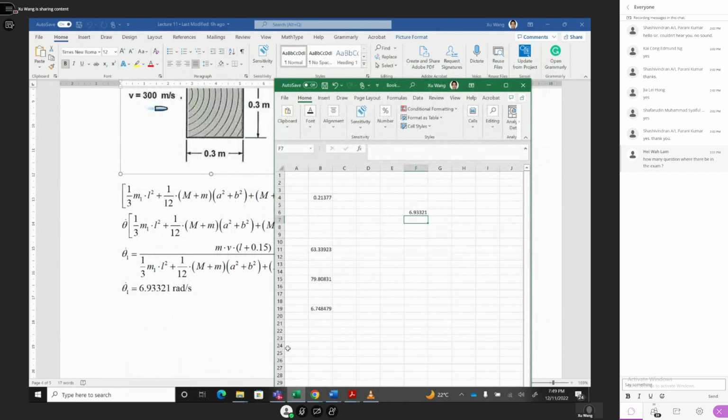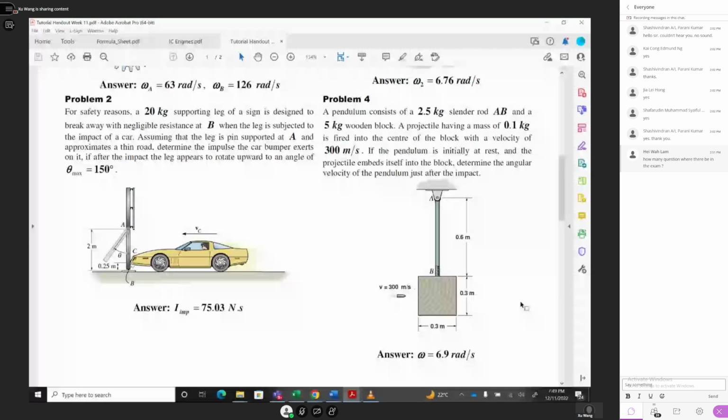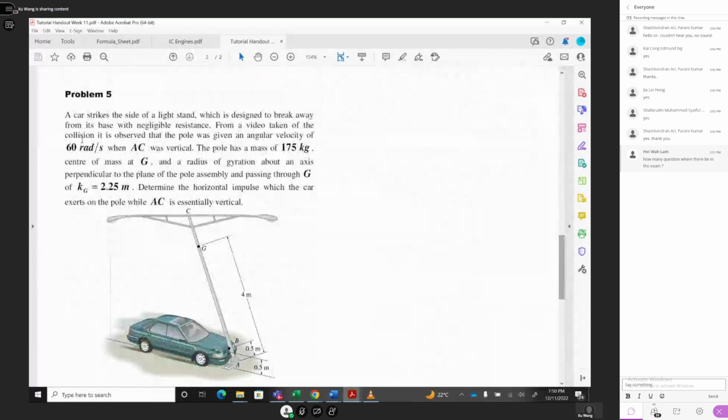This is your omega. So what's the answer? 6.9. Yeah, we get the answer. Close, decimal difference. Then we move to question 5. What is question 5? Question 5 is the car. Okay, before we go there, I have a 10 minutes break.